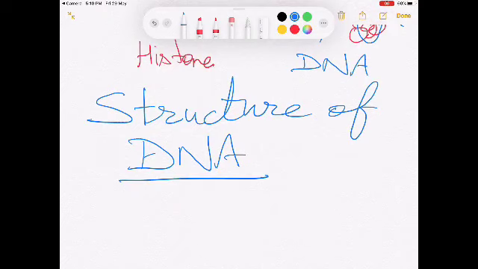As I told you earlier also, this DNA is made up of so many chemical compounds, and when these chemical compounds are joined together, they give a double helical structure of DNA. So students, this double helical structure of DNA was discovered in 1953, and it was prepared by Watson and Crick.